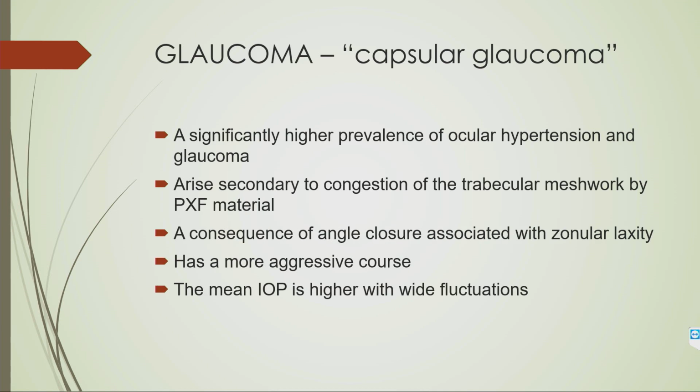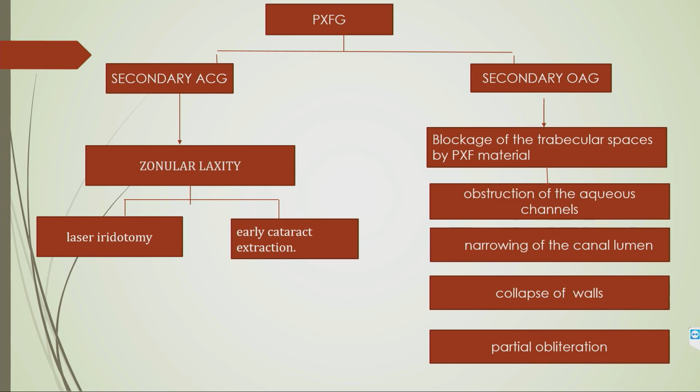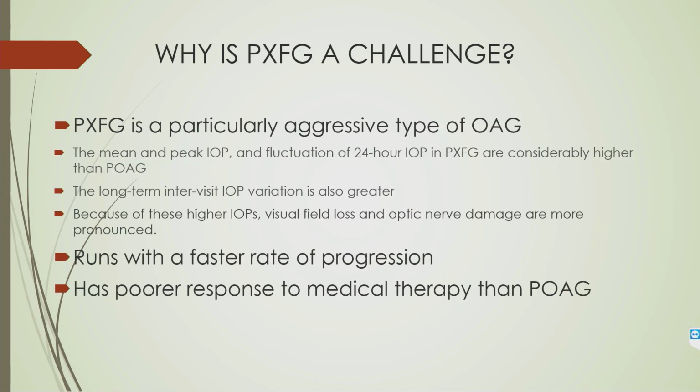The capsular glaucoma or the PXF glaucoma has a significantly high prevalence in all cases of PXF syndrome, and it arises secondary to the accumulation of the material in the trabecular meshwork. And as a consequence of angle closure, you can get an open angle glaucoma or you can get an angle closure glaucoma due to zonular laxity.